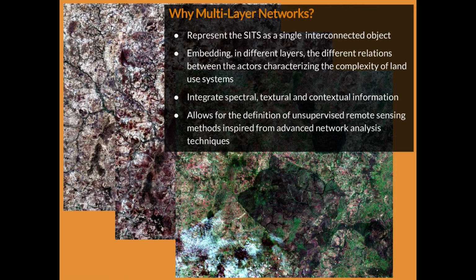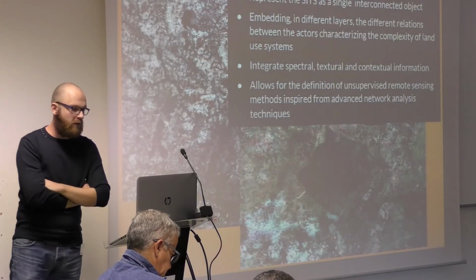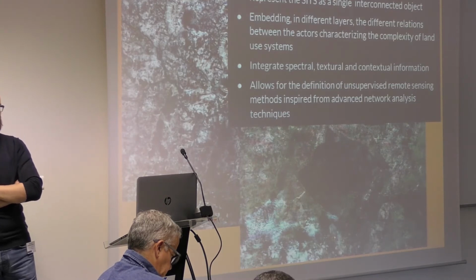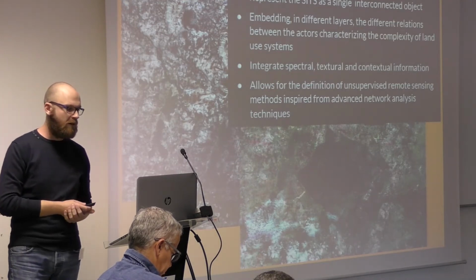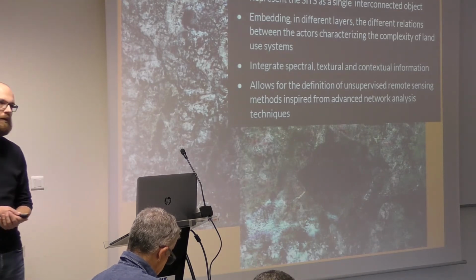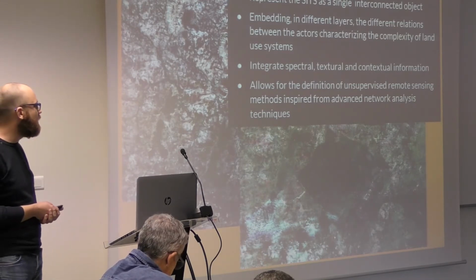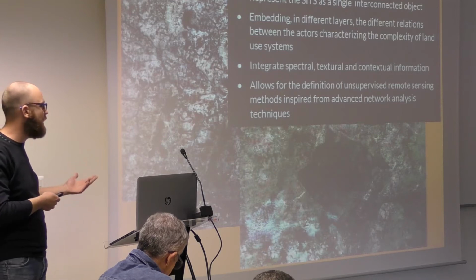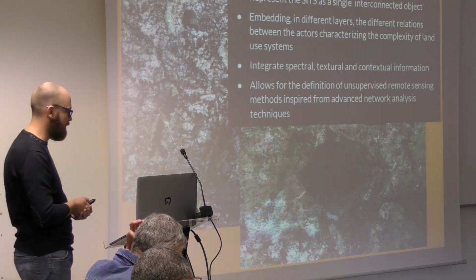So why would we extract a multi-layer network from a satellite image time series? First of all, because then you can represent the satellite images time series as a single interconnected object that can integrate different information, different relations, for example spectral, textual, and contextual information in the same object. And then, by consequence, you can adapt network analysis techniques to this kind of data object, in order to devise unsupervised remote sensing methods, rather than the supervised machine learning ones that are used these days.